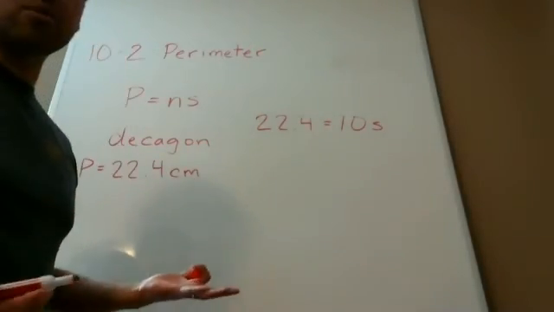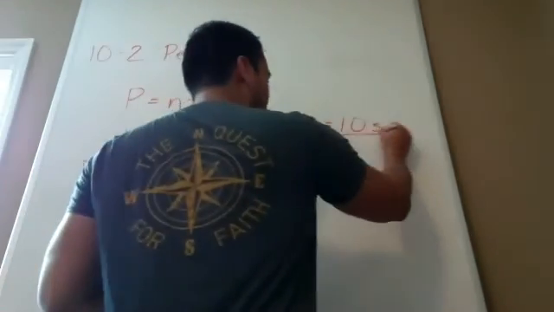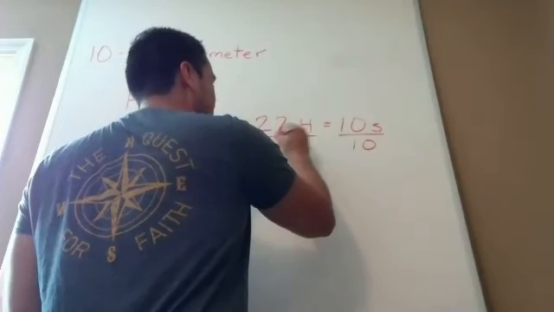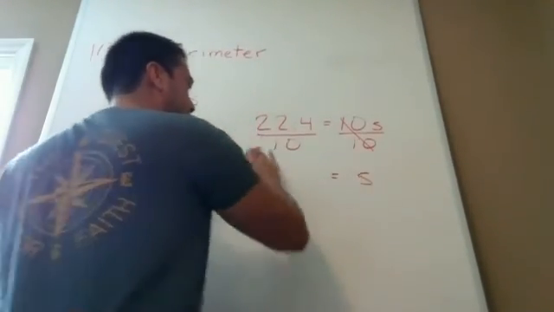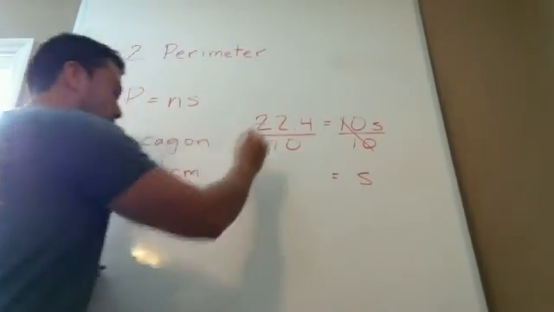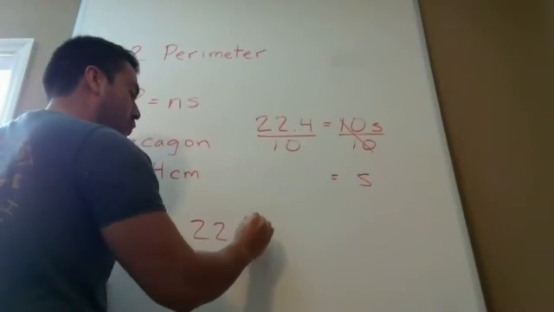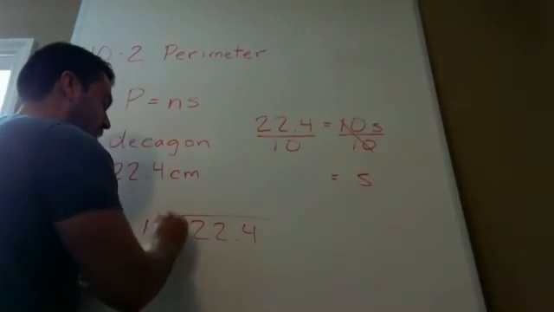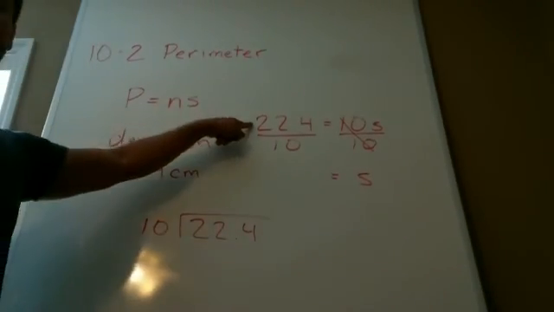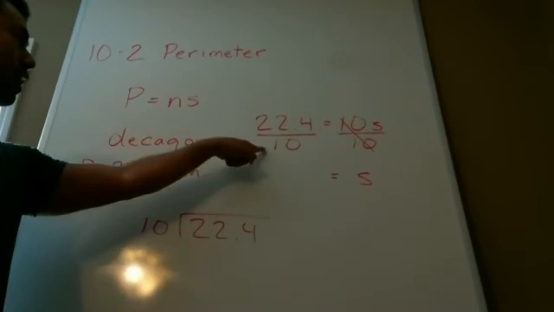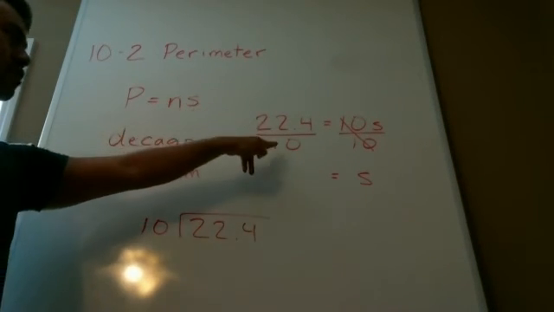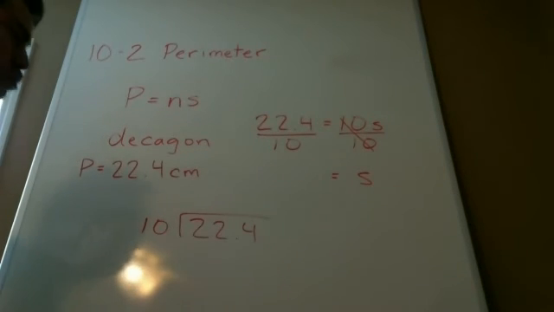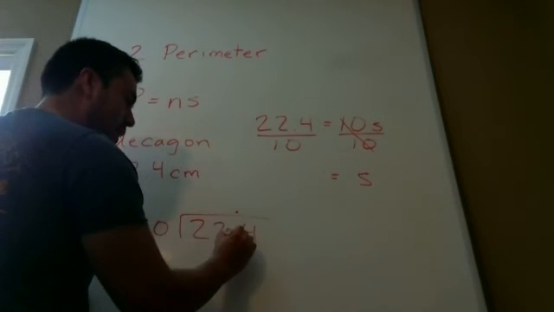So what do I have to do to both sides to solve? I have to divide both sides by 10, which will leave me with s equals some answer. So I'm going to do that. 22.4 divided by 10. Remember, the top number always goes in the box, bottom number always goes outside. This is your dividend, this is your divisor, and we're looking for a quotient. So bring up that decimal point.